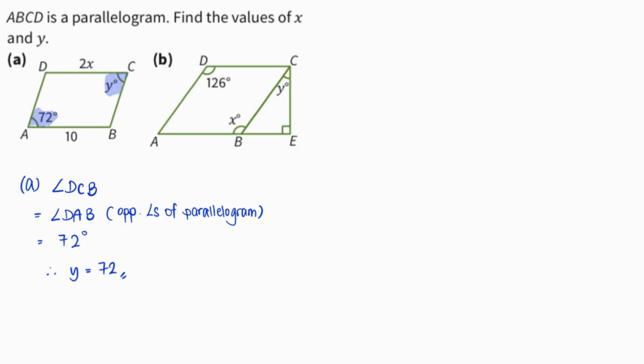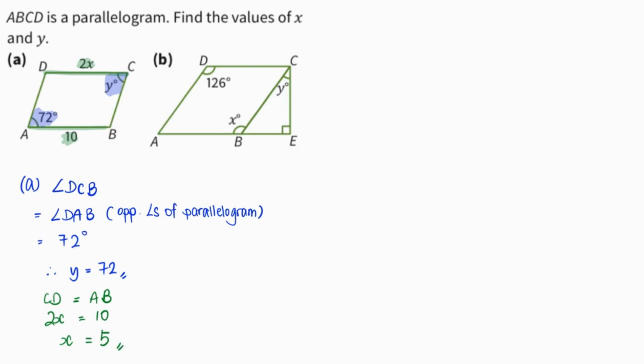And the next thing to note is we are now going to find the value of x, and notice that again, if we know the properties of parallelogram, we would know that AB and CD are equal to each other, and therefore 2x is equals to 10. And from here, I will be able to gather that x will be equals to 10 divided by 2, 5.